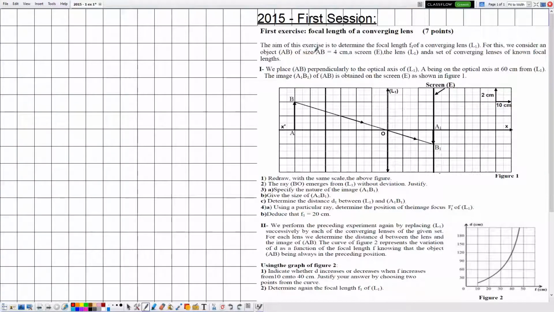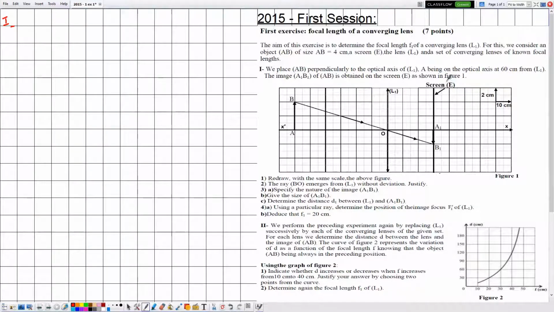The aim of this exercise is to determine the focal length f1 of a converging lens L1. For this, we consider an object AB of size AB equal to 4 centimeters, a screen E, the lens L1, and a set of converging lenses of known focal lengths. So part 1, we place AB perpendicularly to the optical axis of L1, A being on the optical axis at 60 centimeters from L1. The image A1B1 of AB is obtained on the screen E as shown in figure 1.